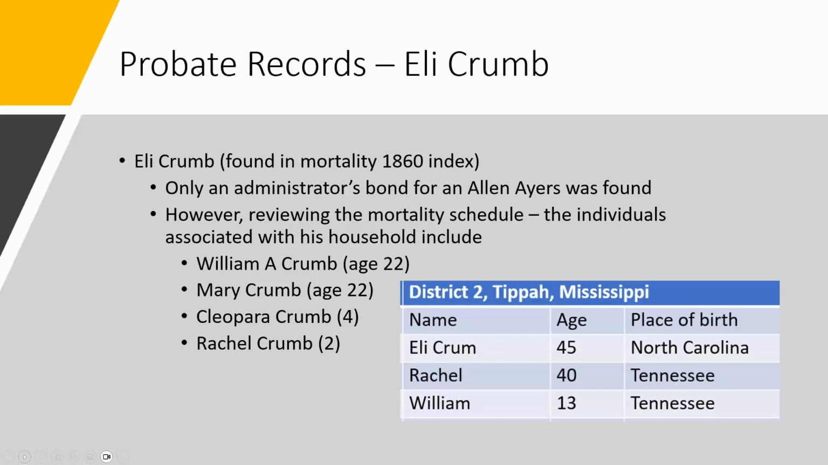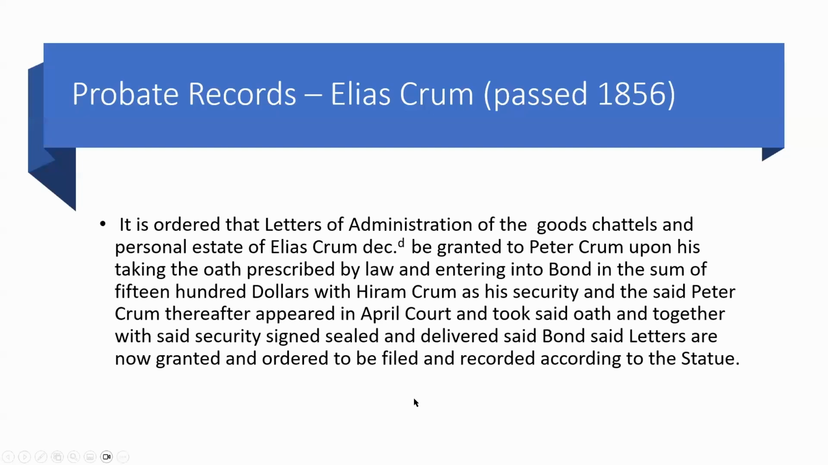So I went looking in those probate files, the administration files, and I did find an administration record from 1856 that was actually online. And it said that the estate of Elias Crum would be granted to Peter Crum upon his taking oath for $1,500.